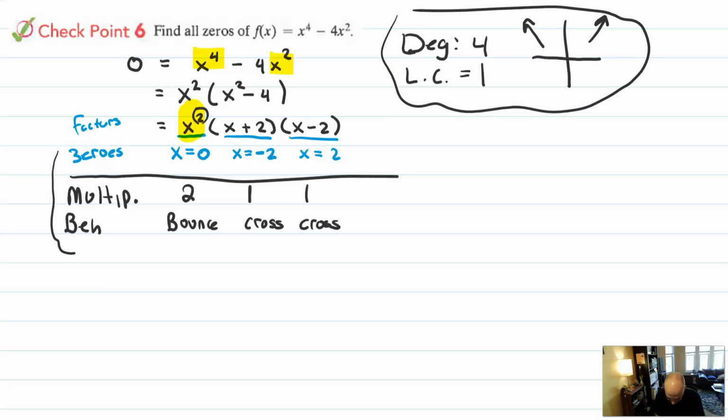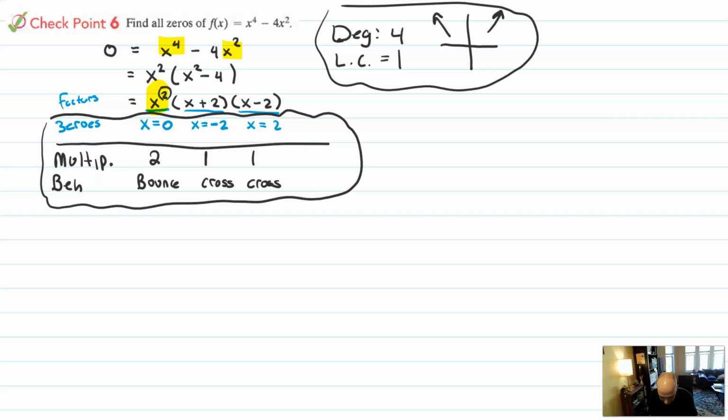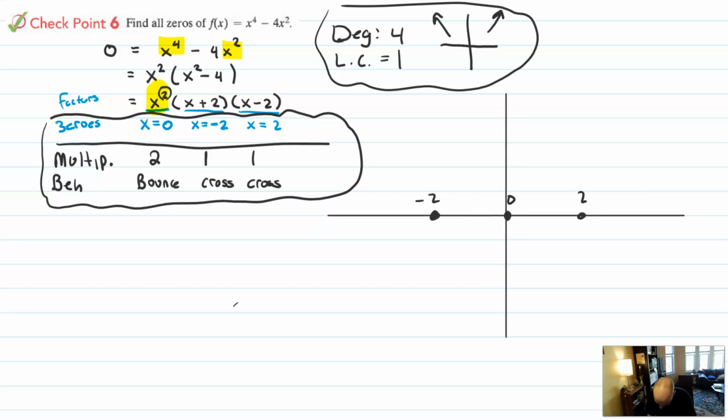So now, like before, I know the zeros, I know the behavior at the zeros, I know the behavior at the ends. That's enough to make the graph. So I have -2, 0, and 2. There's no point finding the y-intercept because the y-intercept is 0 here. We'll do this one in green. I'm feeling green today. So now I have up and up behavior that I have to match. Let's see what we get.